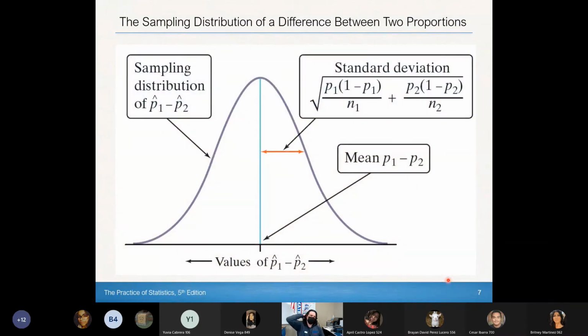And we have this in a visual. Right? We have our normal curve essentially here. Our sampling distribution is the curve. Right? This curve here, that's our sampling distribution. All the values of p hat 1 minus p hat 2 are on the horizontal axis. The mean is in the center and the standard deviation is our standard deviation. It helps us determine how wide or narrow our distribution is.